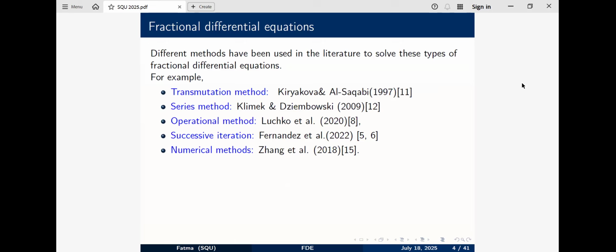Successive iteration was used by Fernandez and his co-authors, and also by other people in the literature. Here I just give examples for some references. The numerical method was used by Chang in 2018 for solving a fractional differential equation with variable coefficients. If anyone is interested in looking at these methods, maybe at the end you can see the references.